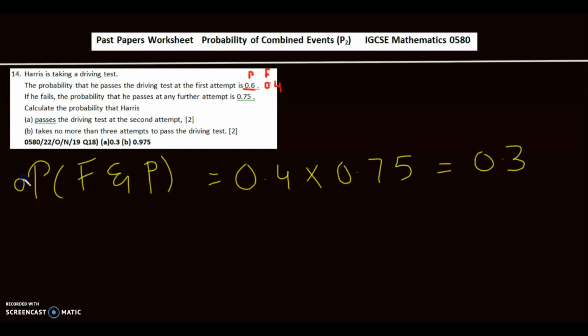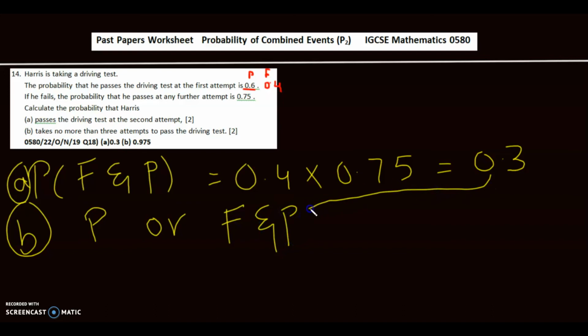Okay, part B. Takes no more than 3 attempts to pass the test. So if he's taking no more than 3 attempts, it means he can pass the first time, or fail the first time and then pass again, whose probability we've already found, or fail and then fail and then pass. So either he passes in the first attempt, or he fails and then passes, or he fails twice and then passes, but he must pass the third time. So now find all these probabilities.